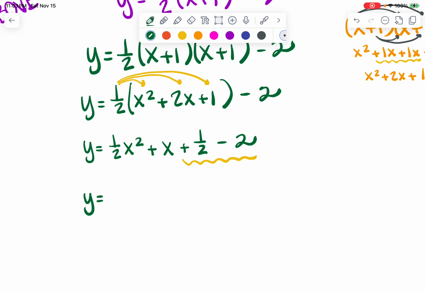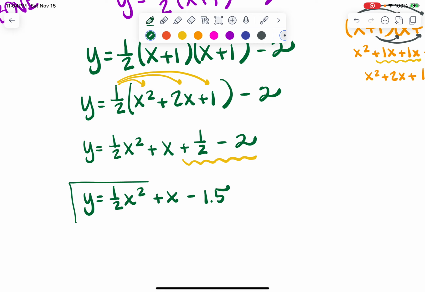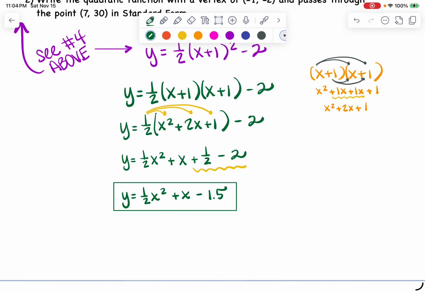So 1/2 x squared plus x, and then a half minus 2 is negative 1.5, or negative 3/2 if you want to write it as a fraction. And that should be our answer.